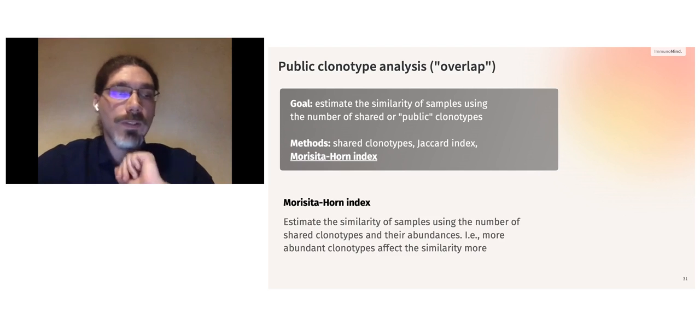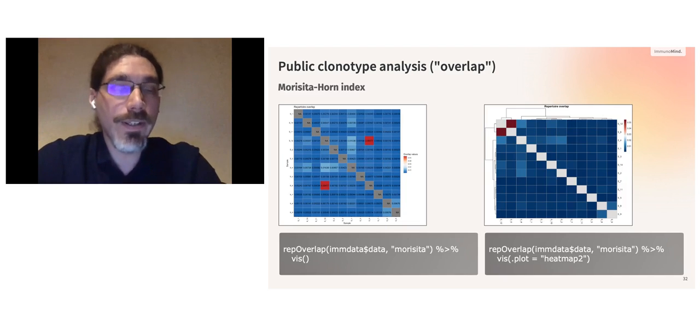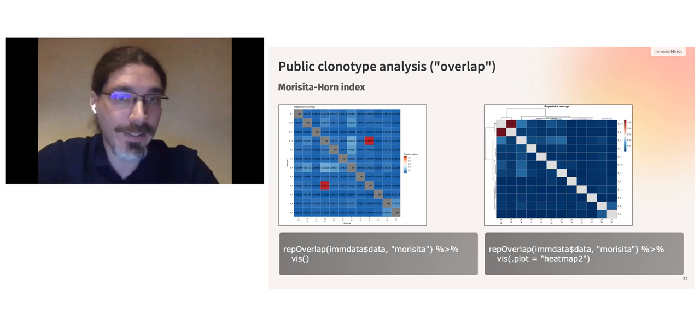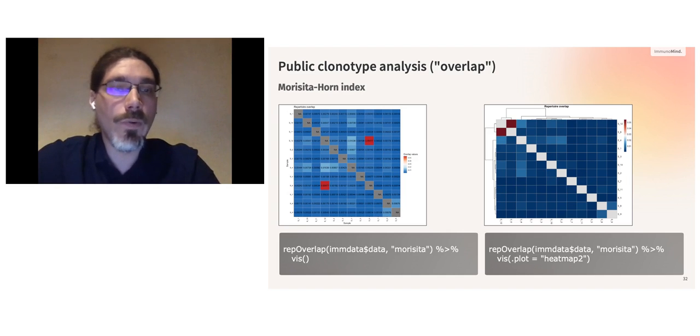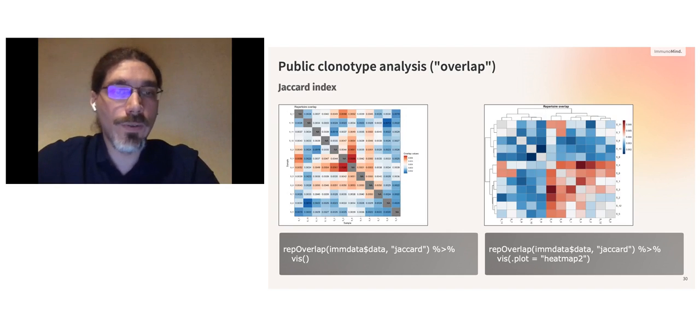And what's interesting is that it heavily affects the result. And as you can see, there are simply no clusters in this type of analysis. So just to remind you about Jaccard and shared clonotypes, we found some sort of cluster, right? Of course, it's not a cluster, but it's some sort of cluster.